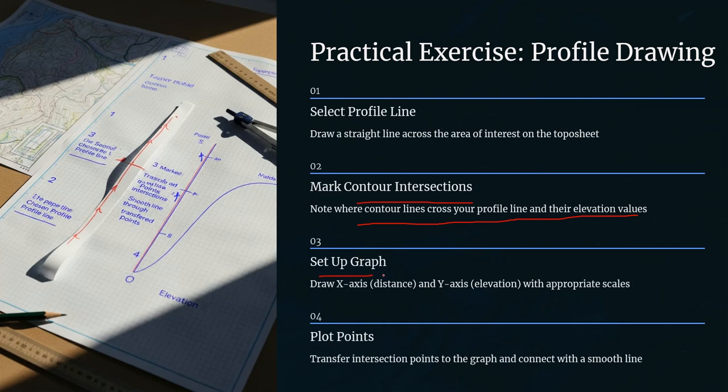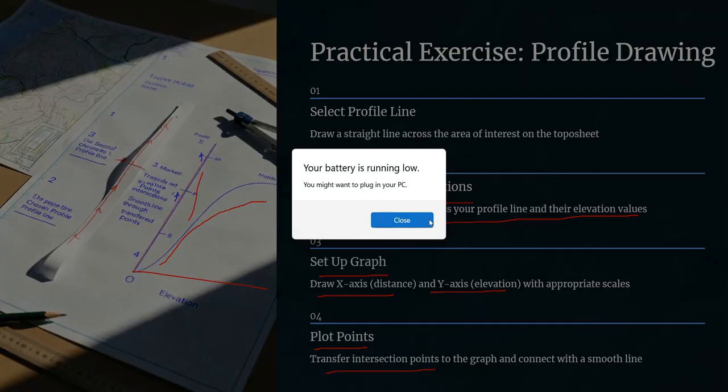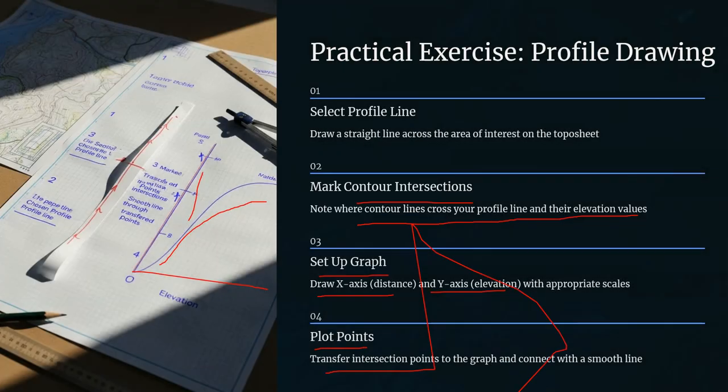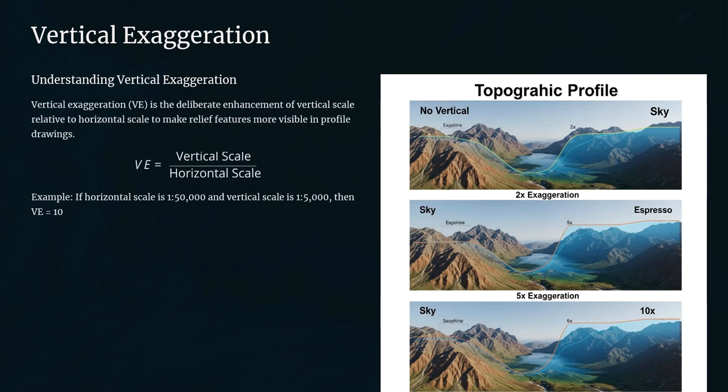And set up the graph, like draw the x-axis and y-axis, such like this. So you can identify the elevation of this particular area. And the point features, you need to identify all those things. Then the vertical exaggeration, there are many formulas. There you can calculate the vertical exaggeration.